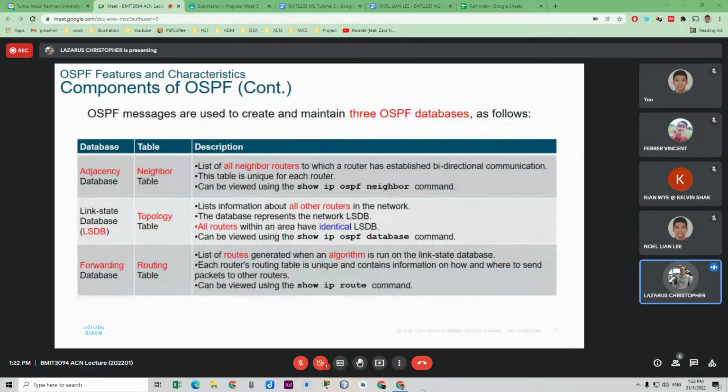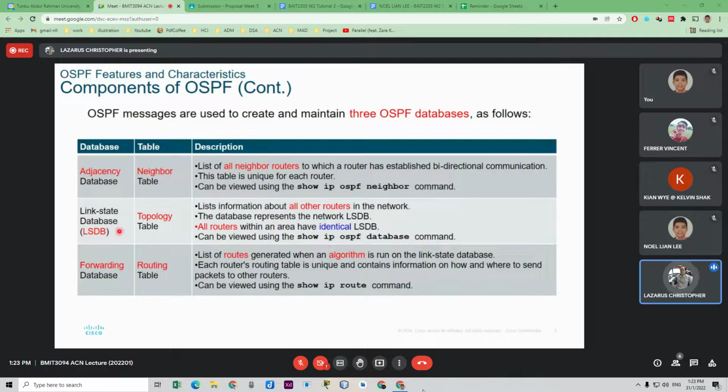Right. So OSPF messages are used to create and maintain three OSPF databases. Adjacency means which router is next to me. I'm connected to what? The router connected to me directly. So the adjacency database, and the data is stored in the neighbor table, right? Inside the neighbor table, you should find a list of all neighboring routers. This table is unique for each router because its perspective is based on that router itself, right? So the command to view that is show ip ospf neighbor.